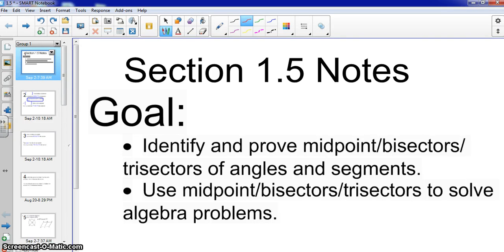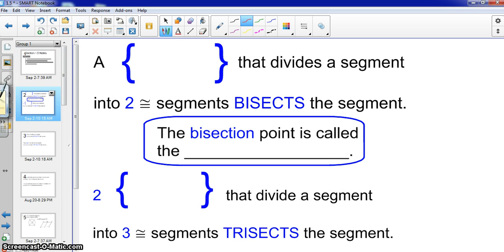We're going to talk about section 1.5 today, talking about midpoint, bisect, and trisect, the definitions of, how to use them in proofs, and how to use them in algebraic problems. First off, when we're talking about bisecting a segment, we could have a point that divides a segment into two congruent segments, and that would be the bisection point. And that bisection point would also be called the midpoint.